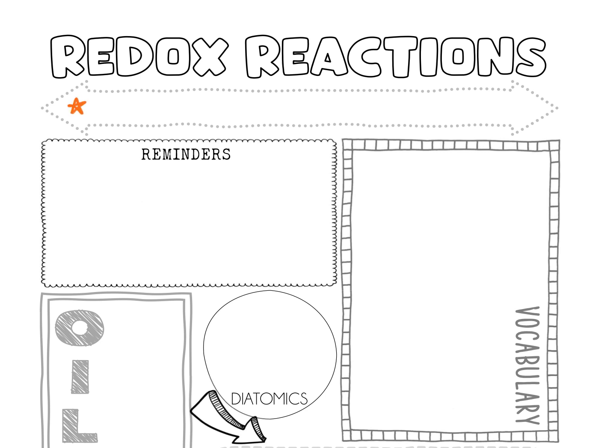So in this one, our definition is going to be the transfer of electrons from one species to another. So redox looks at reactions that move electrons from one chemical species to another chemical species.